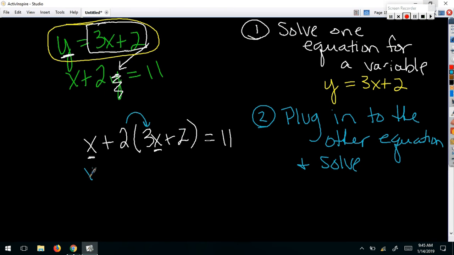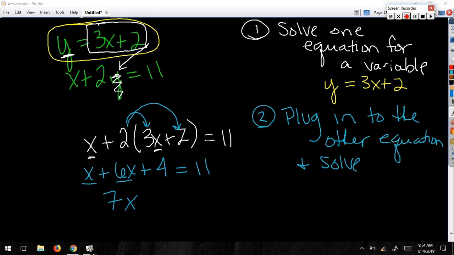Okay, so I have x plus 6x plus 4. Now what? Don't you say subtract 4? Yeah, okay, you can, or I would combine like terms first. So x, or 1x, plus 6x is what? 7x, that's right. All right, so I've combined the two x's. Several of you have gone ahead of me and solved it.